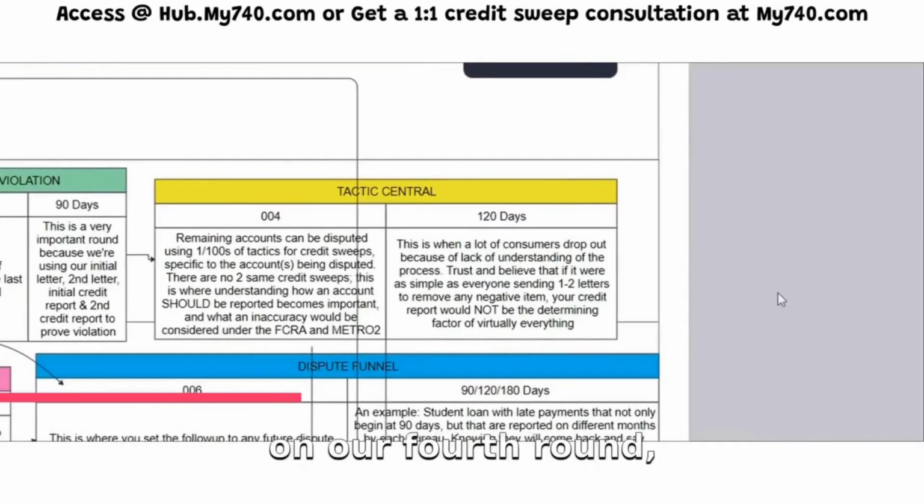Now, on our 4th round, we're at 120 days. This is Tactic Central. Your remaining items can be disputed using one of hundreds of tactics for credit sweeps specific to the account or accounts being disputed, right?